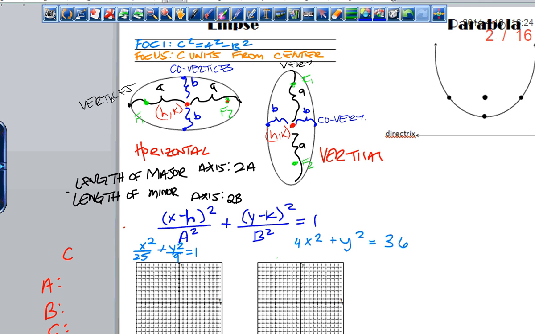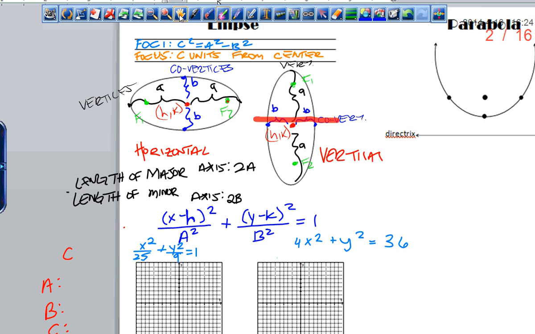There's an imaginary line right here. That's called the major axis. This is the minor for horizontal. For vertical, this would be the major. That would be the minor. The vertices are where the major axis is. The co-vertices, the minor vertices, are where the minor axis is.